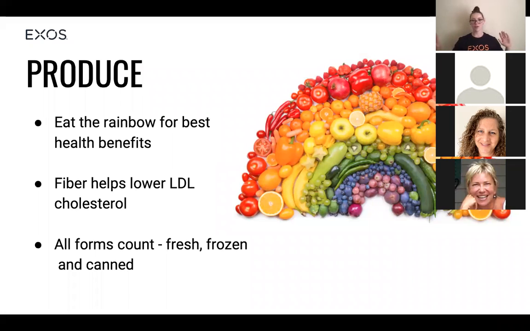So, first up, produce. Fruits and vegetables are so wonderful to be eating. We all know to eat our fruits and veggies, right? Sometimes it's harder to do that than others. I know fruit is sometimes a bit yummier than the vegetables, but if we aim to eat the rainbow, not Skittles, but when it comes to produce, that's going to be definitely the best way to get the most benefits out of that.